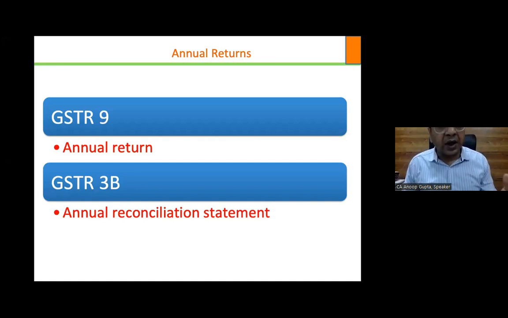And now, what is GSTR 9C? GSTR 9C is an annual reconciliation statement between my GSTR 9 return and my books of accounts. So, whatever I have shown in my books of account, my balance sheet, my profit and loss account, my trial balance, and whatever I have shown in the GSTR 9 return, they are to be reconciled. And if there is any difference coming out, I have to show what the difference is and why this difference is there. And due to that difference, if any tax is payable, then I have to pay that tax also.